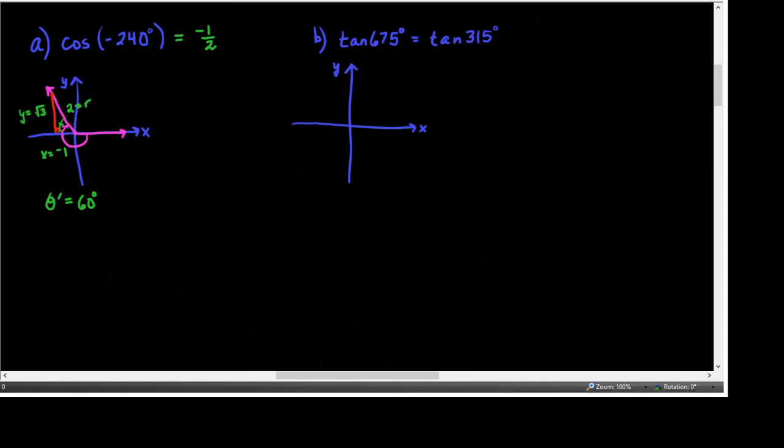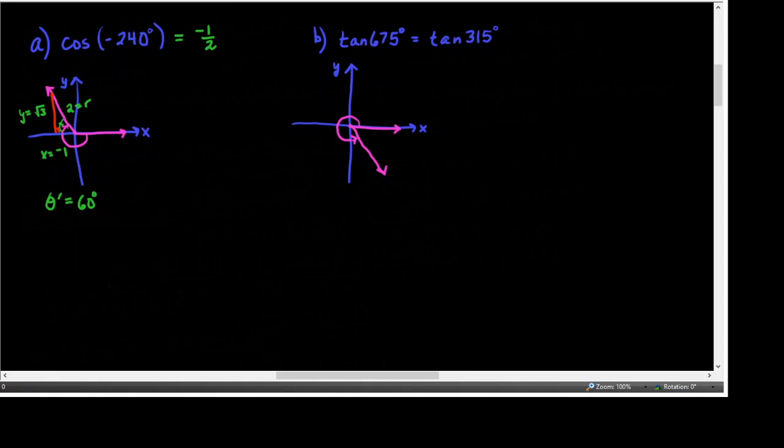So I think I'm ready to get started with this. Drawing the angle, that's the initial side. We're going 315 degrees, 90, 180, 270. We're almost going to 360, but we're stopping before that. How much before that are we stopping? 45 degrees. So I'm going to go here 45 degrees away from completing the full circle. And there's my terminal side. So that's my angle that's coterminal. 315 degrees is coterminal with 675.